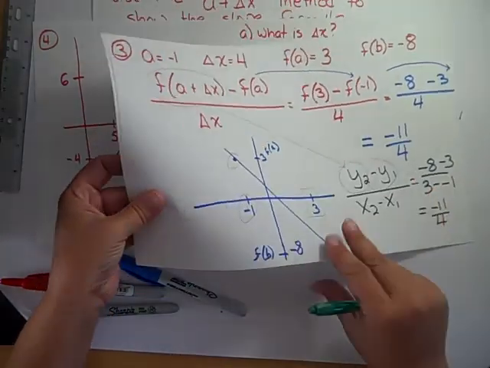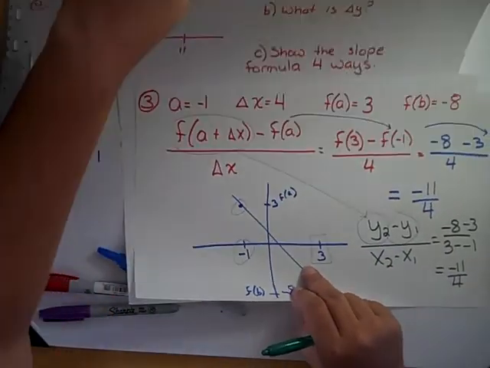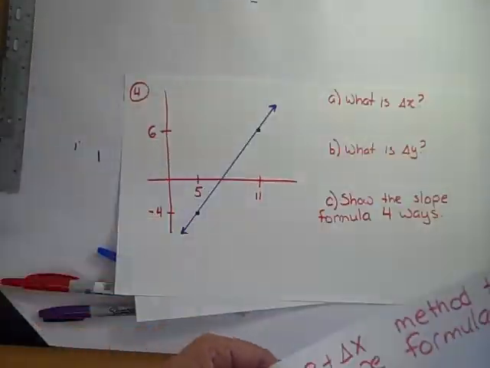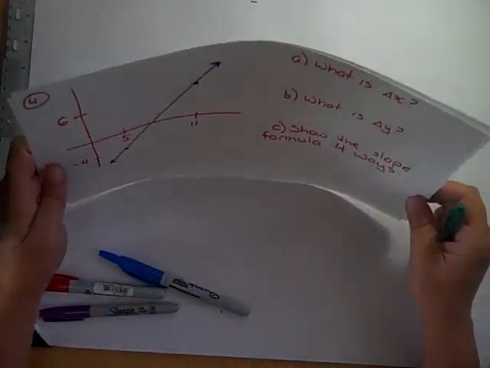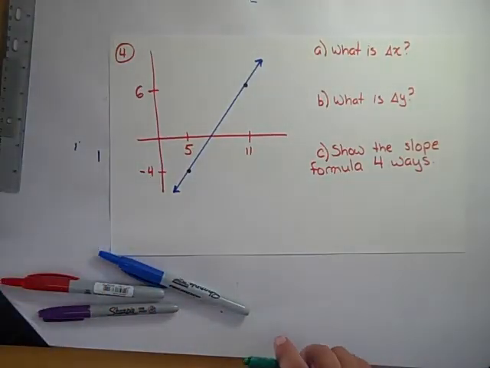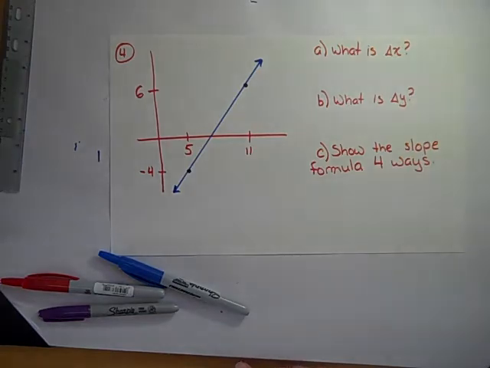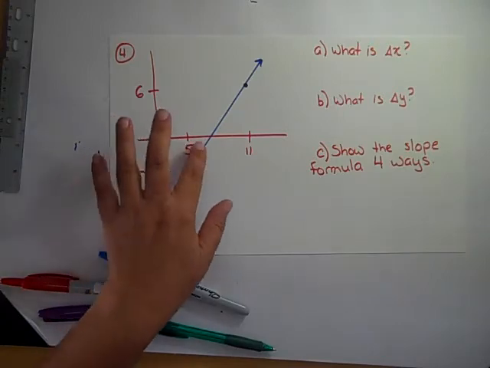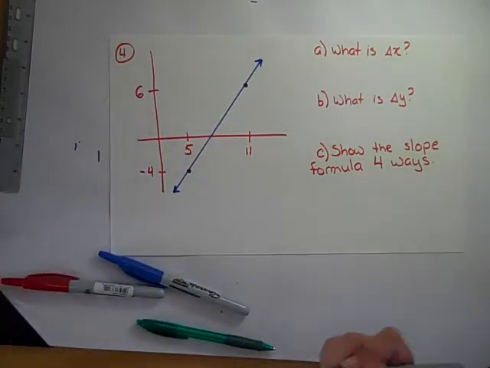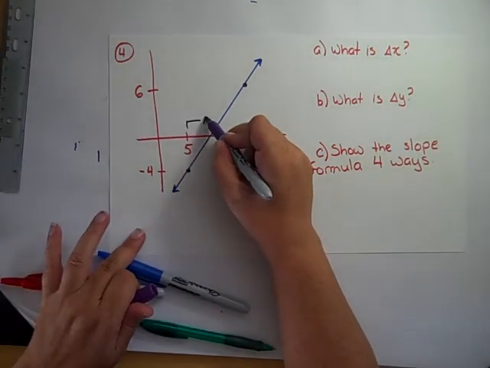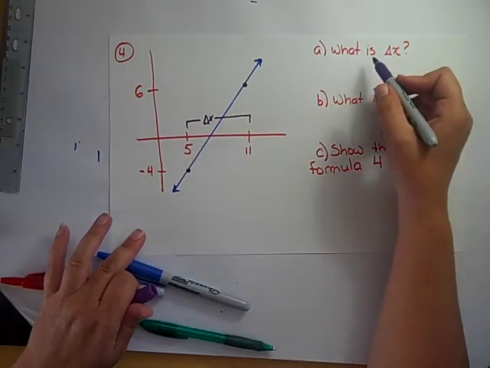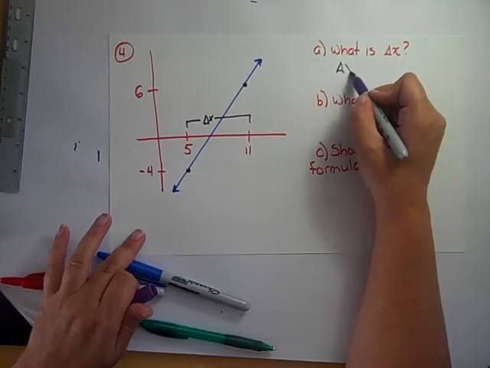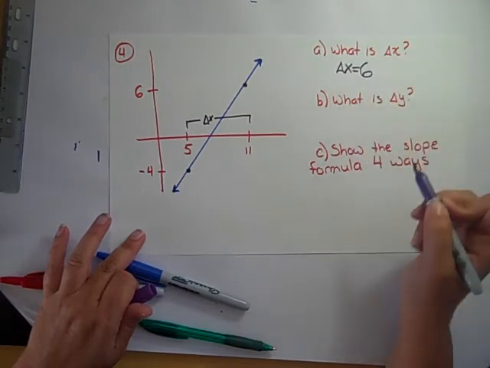Okay, number 4. Number 4 gives us a graph, and it says, what is delta x? So let's look at the graph and see if we can find it. Delta x is the change in x. So I might even ask you to label delta x on the graph. So you could label delta x like that. And what is delta x? In this case, delta x equals 6.